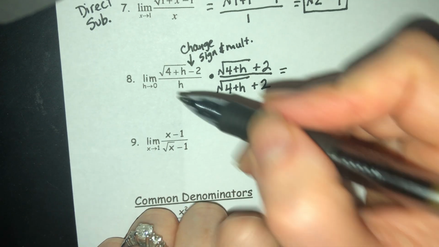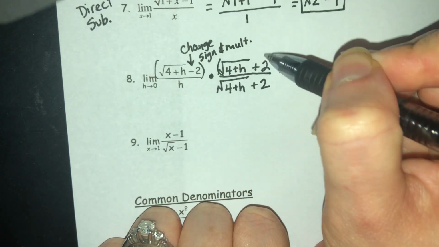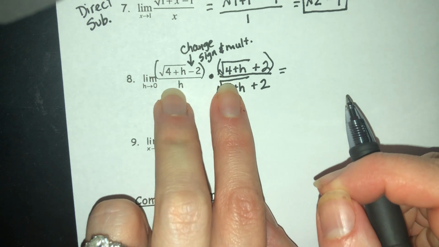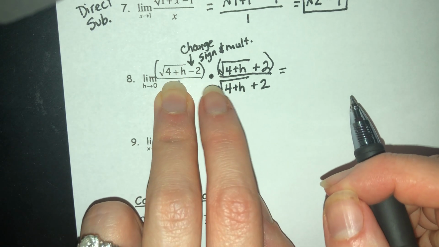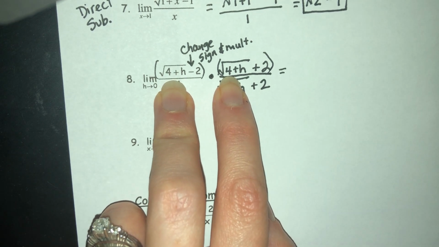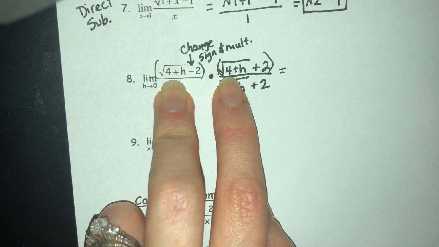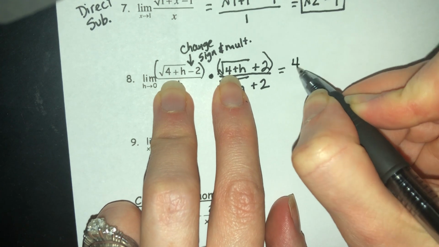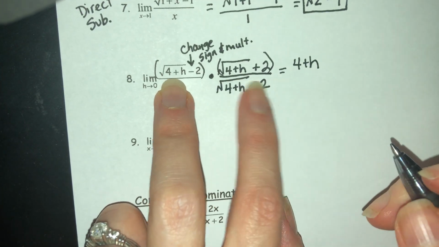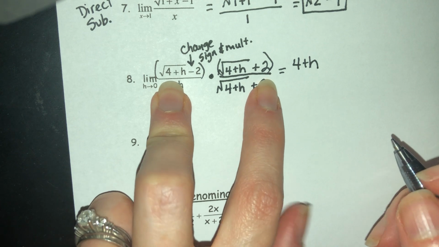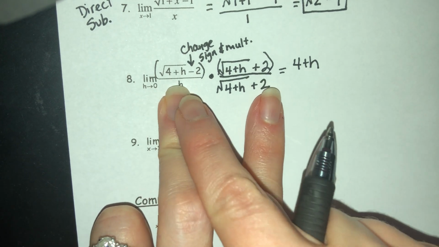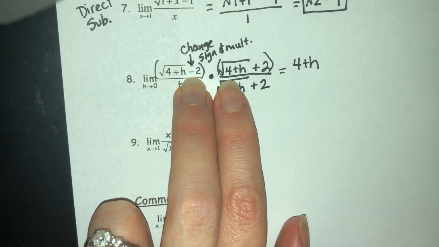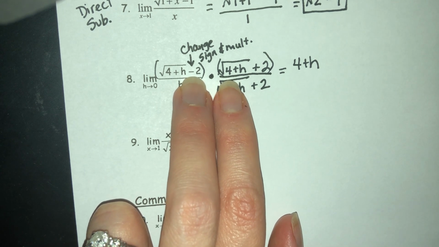Well, on the numerator, let's FOIL this out. First term times first term. When you multiply something under a square root by the exact same thing that's under the square root, it causes the square root to be squared, which means all that's left is the argument of the square root, the 4 plus h that's underneath it. The outer term is 2 times the square root of 4 plus h, and the inner term is negative 2 times the square root of 4 plus h, which add up to 0.